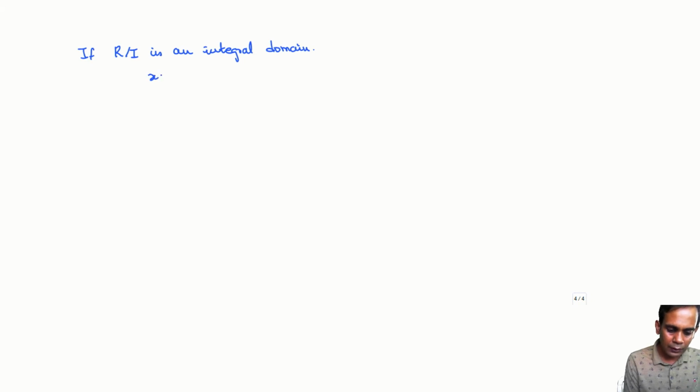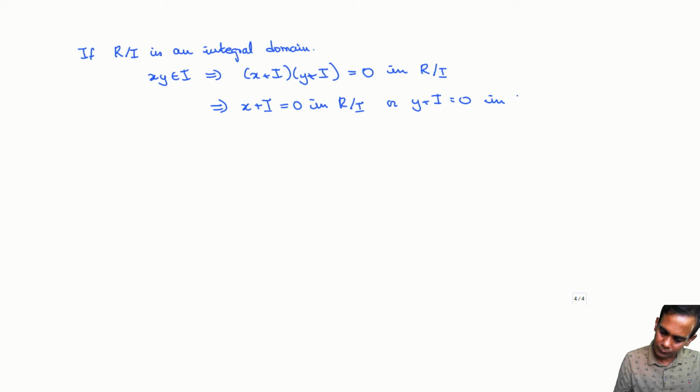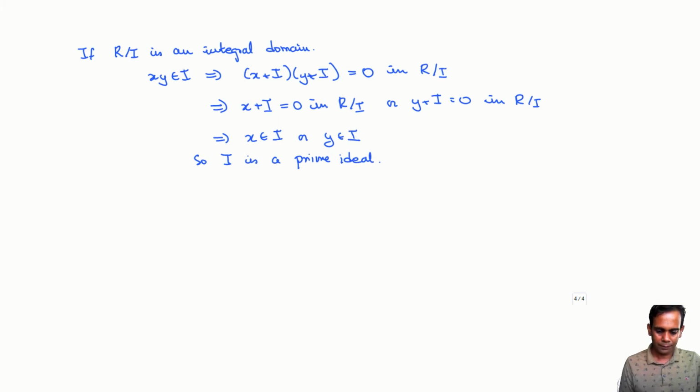Conversely, if R mod I is an integral domain, we just reverse this argument. Suppose we have xy belongs to I. This implies that x plus I times y plus I is 0 in R mod I, right? Because this is just xy plus I. And since R mod I is an integral domain, this implies that x plus I equals 0 in R mod I, or y plus I is 0 in R mod I. But that's the same as saying that x belongs to I or y belongs to I. So I is a prime ideal. Okay.